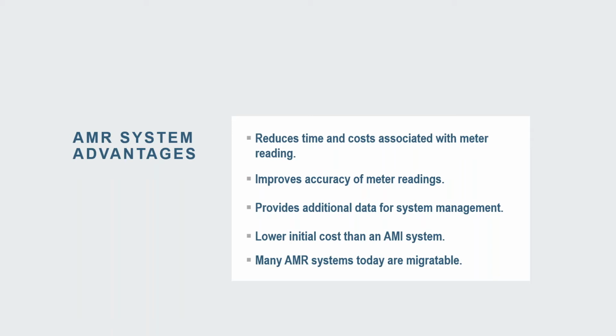AMR systems require less infrastructure, so they can be installed at a lower initial cost than an AMI system. And that kind of brings us to the final advantage. Many AMR systems today are migratable, so this will allow a utility to upgrade to an AMI system without having to change out all their AMR meters. Today's AMR systems are generally upgraded just by installing the required repeaters and collectors and reprogramming some software.